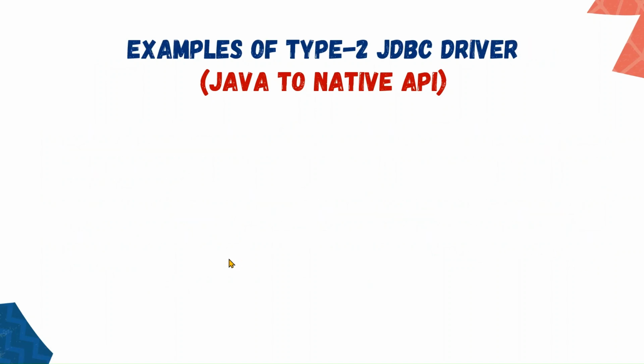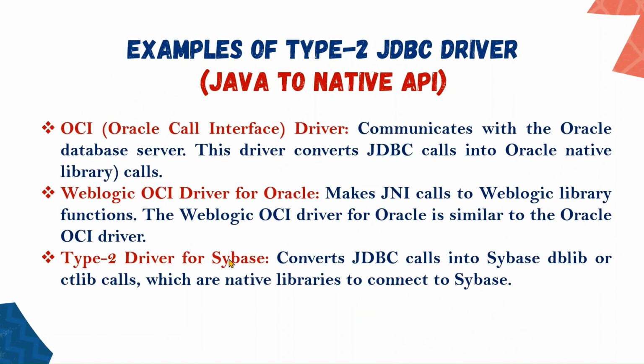Now coming to the examples of type 2 JDBC driver. Now we have OCI, that is Oracle Call Interface Driver. It communicates with the Oracle Database Server. This driver converts JDBC calls into Oracle native library calls. So when you use database connectivity for Oracle, then you can take this OCI driver as a type 2 driver, which is used to communicate with the Oracle Database Server.